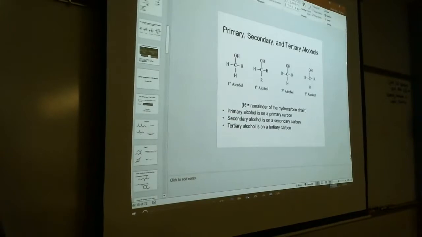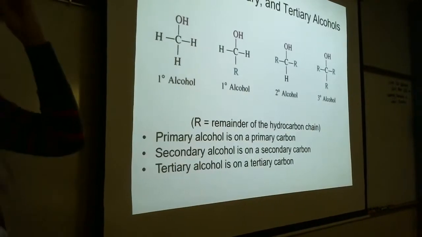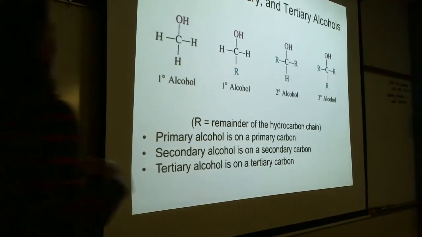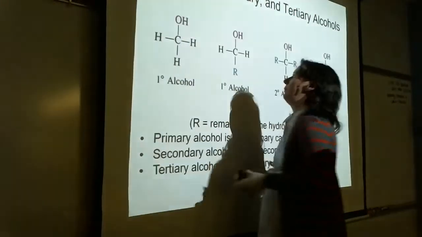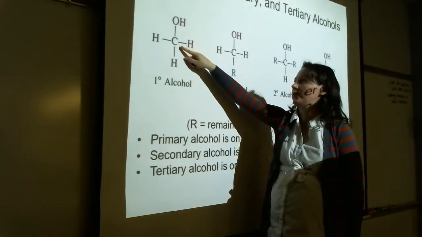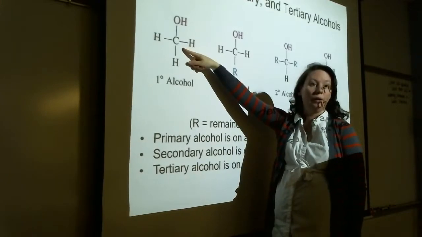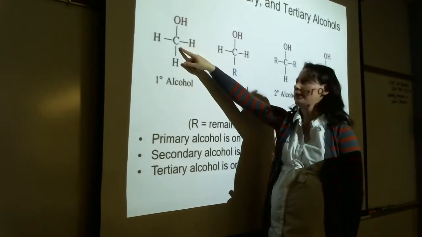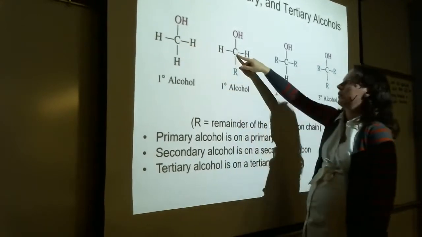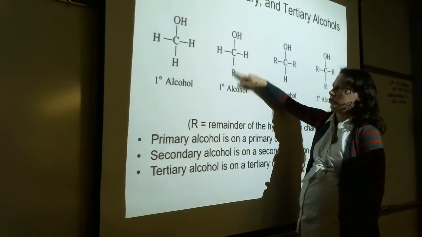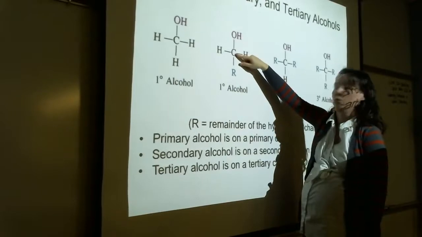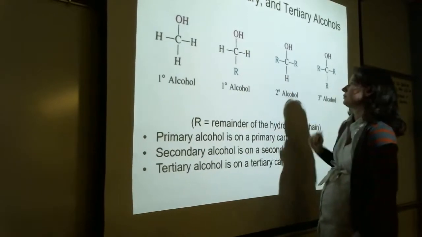This is what we did last week with amines, and we're going to see it again with alcohols: primary, secondary, and tertiary. This will be a primary alcohol. It's an OH on just 1 carbon atom. For instance, the simplest alcohol you could have is methanol, CH3OH. That's a primary carbon, a primary alcohol. Or if this carbon is attached to some other chain, that's still an OH attached to just 1 carbon.